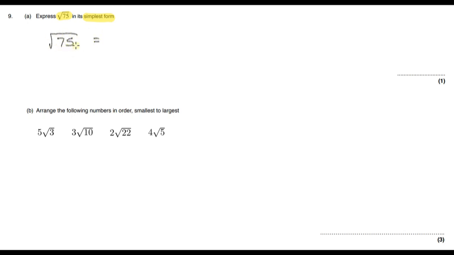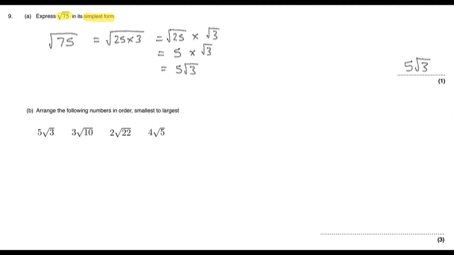Now, 75 is the same as 25 times 3. So this is the same as the square root of 25 times 3. And now, using our surd laws, we can write this down as the multiplication of two roots. So this is exactly the same as the square root of 25 multiplied by the square root of 3. And we can simplify this. 25 is a square number, so instead of writing root 25, we can just write 5. So this is 5 times root 3, or how we would write this is 5 root 3. So that's our answer, 5 root 3.